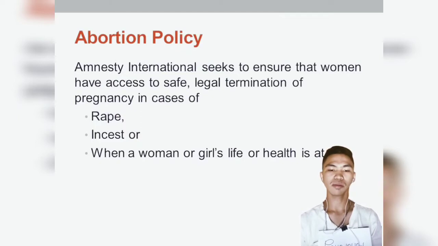Abortion policy. Amnesty International seeks to ensure that women have access to safe, legal termination of pregnancy in case of rape, incest, or when a woman or girl's life or health is at risk. Amnesty took a position on abortion as part of its new sexual and reproductive rights policy. This policy position seeks to eliminate unsafe abortions and other violations of women's rights. It seeks to repeal all laws which permit the imprisonment or imposition of any other criminal sanction on women for seeking or having an abortion.